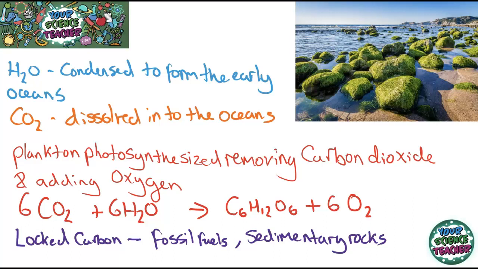In addition to this, when we started to get more advanced life forms, things like simple fish and even animals, dinosaurs roaming the planet, then when they eat plants and then they die as well, they lock up carbon in the ground just the same.